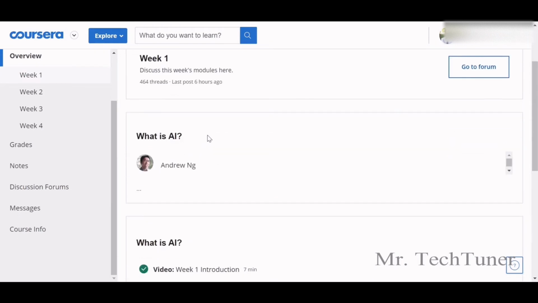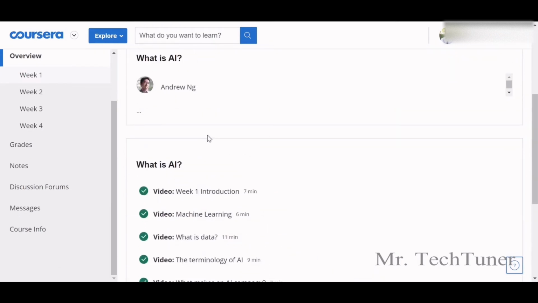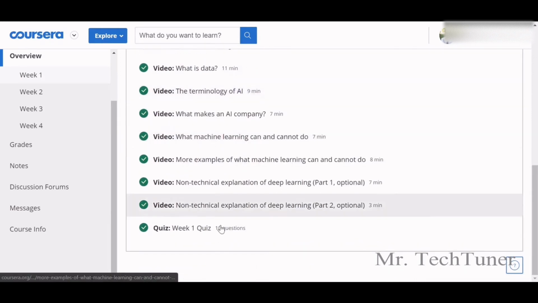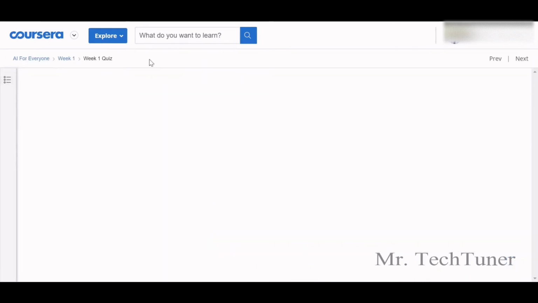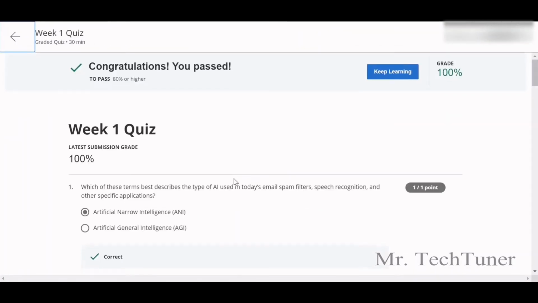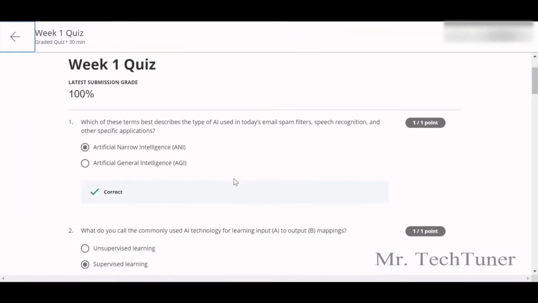So in week one, our instructors Andrew and Angie talk about the basic things. So we are going for the final quiz. Okay, so the quiz answers are all correct. As you can see, there's 100% marks.